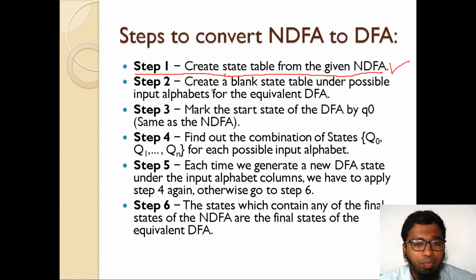Next, what is step 2? Create a blank state table under possible input alphabet for the equivalent DFA. First you need to create the state table, then you need to create the blank state table under the input alphabet for the equivalent DFA. Here we have the state table for the NDFA and here we are creating the empty state table for the DFA.